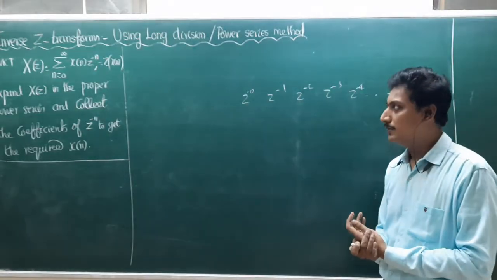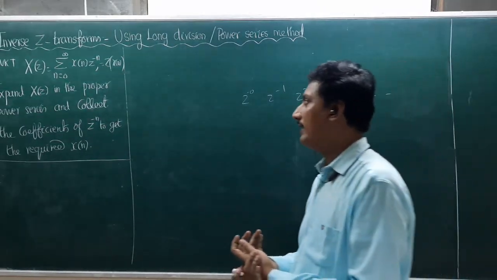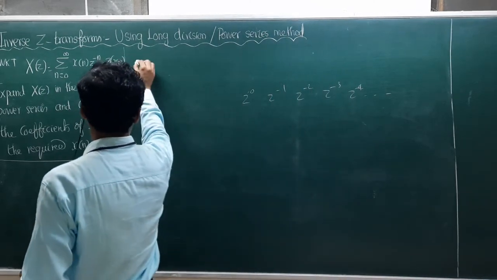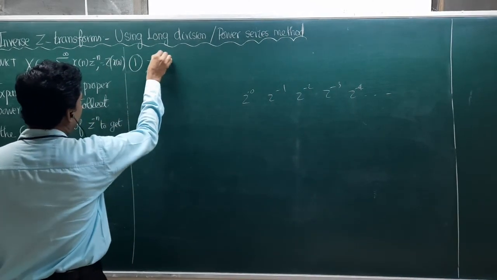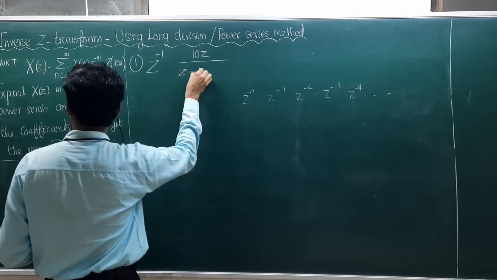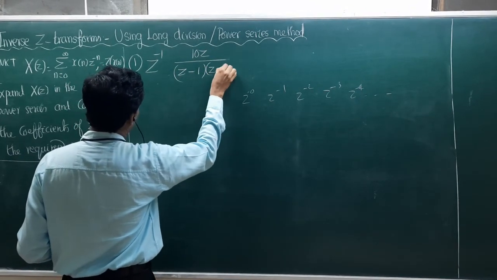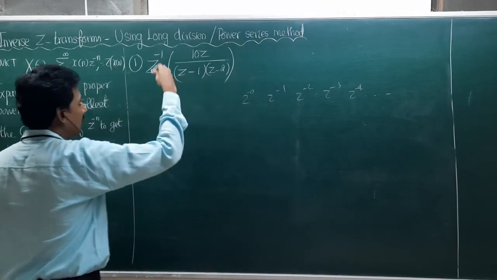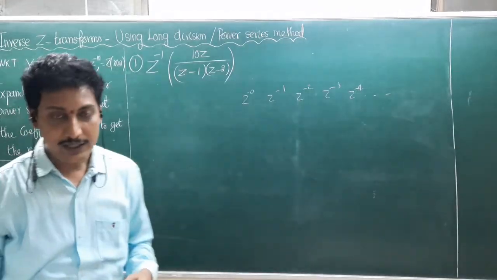Let us see problem number 1. Determine the z inverse of 10z divided by (z minus 1) into (z minus 2). This is the given question, to be solved by the long division method, often called the power series method.